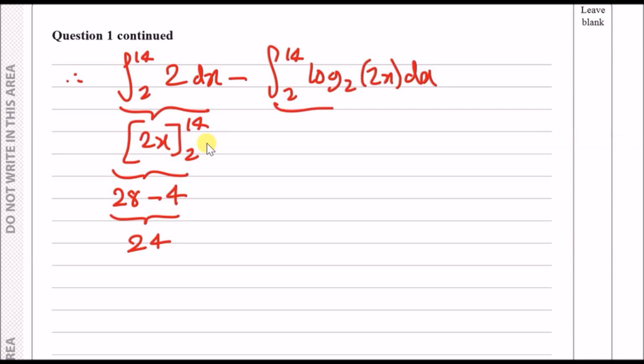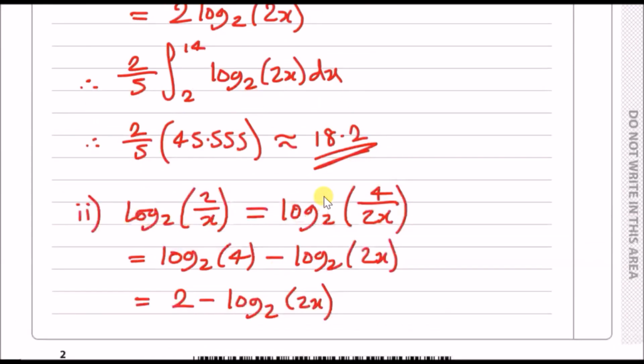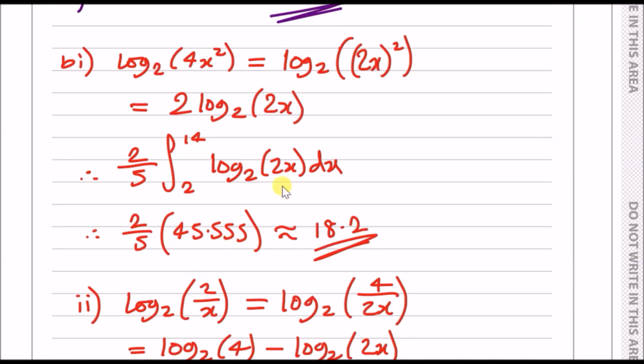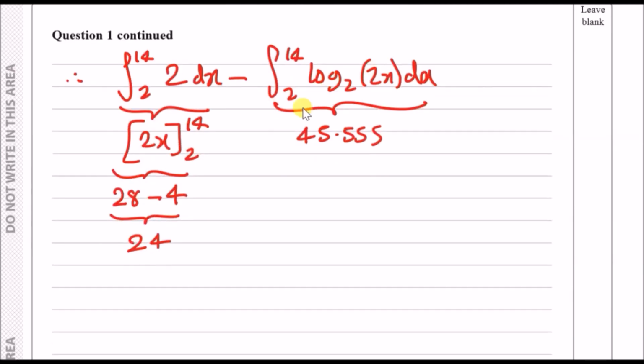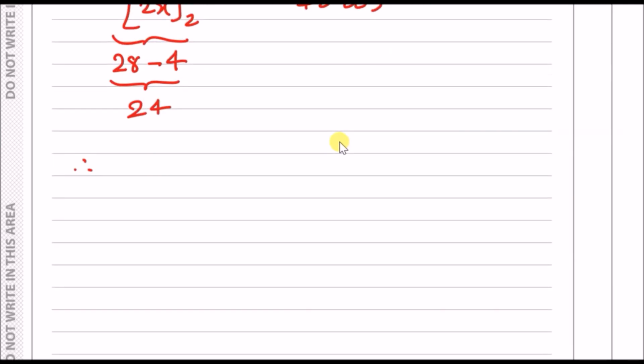And well, for the second bit, we know what that is. That's from part A again, which is 45.555. So we just put that in too. So 45.555. And then therefore, we just say, okay, subtracting these results, 24 minus this value, and again, rounded to 1 decimal place, you're going to get a result of minus 21.6. And that's your one done.